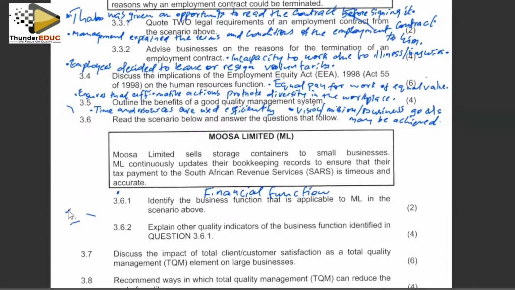So now let's check 3.6.2. Explain other quality indicators of the business function identified in 3.6.1, which is our financial function. So now analyze strategies to increase our profitability. Also invest surplus funds to create sources of passive income. We are saying that analyze strategies to increase profitability, as well as investing surplus funds to create sources of passive income. Okay, right?